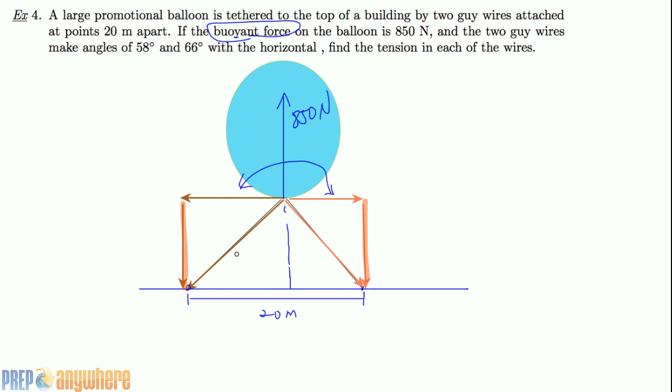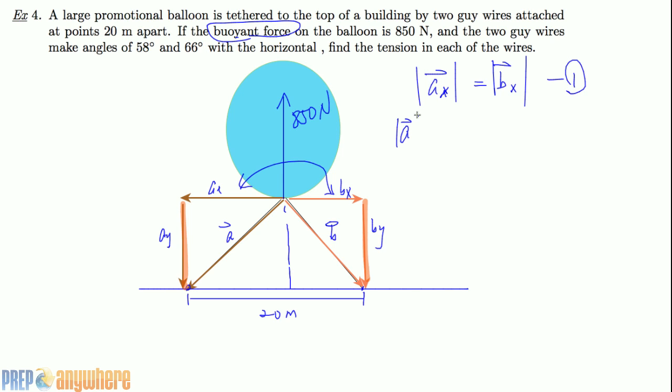So let me call this one A, vector A, and this one B. This one here is AY, this one here is AX, okay? This is BY and BX. We know, first of all, the magnitude of AX will equal the magnitude of BX, that's condition 1. We know AX is just simply A, the magnitude of A.